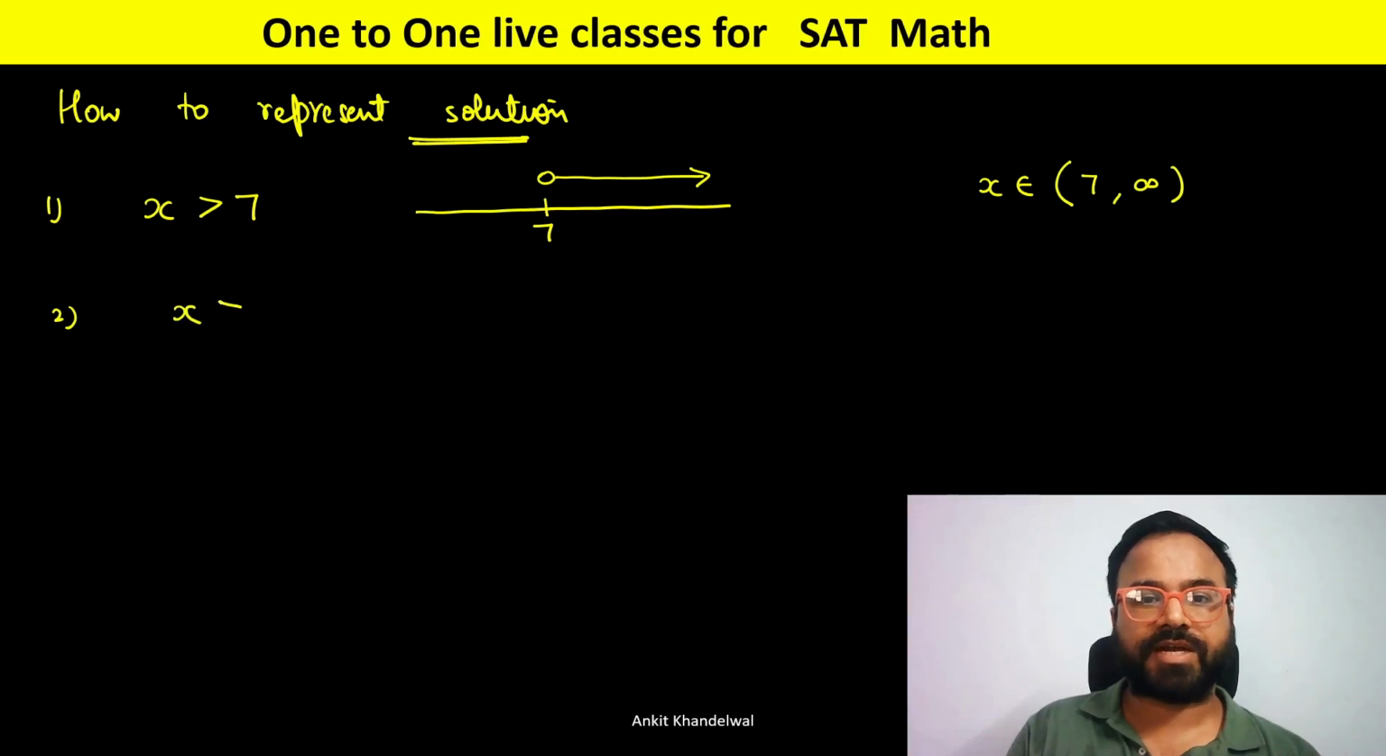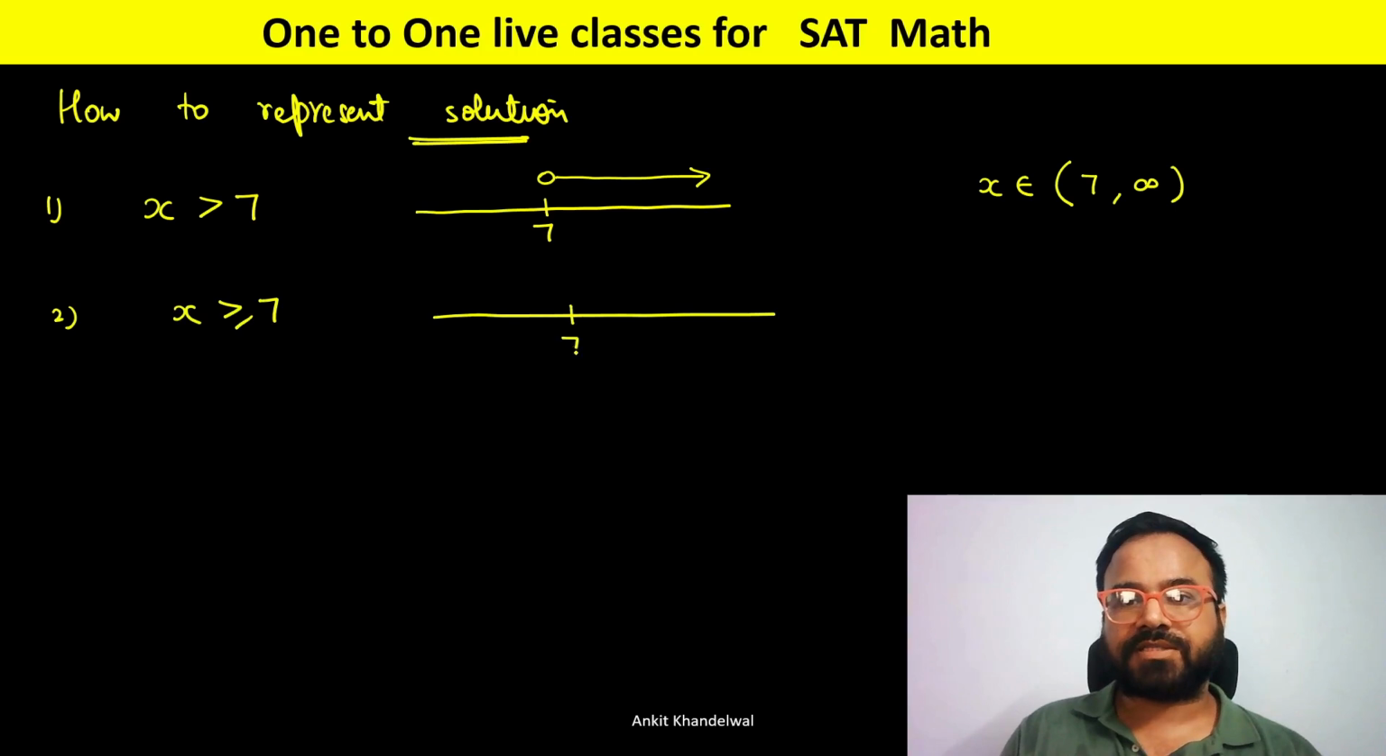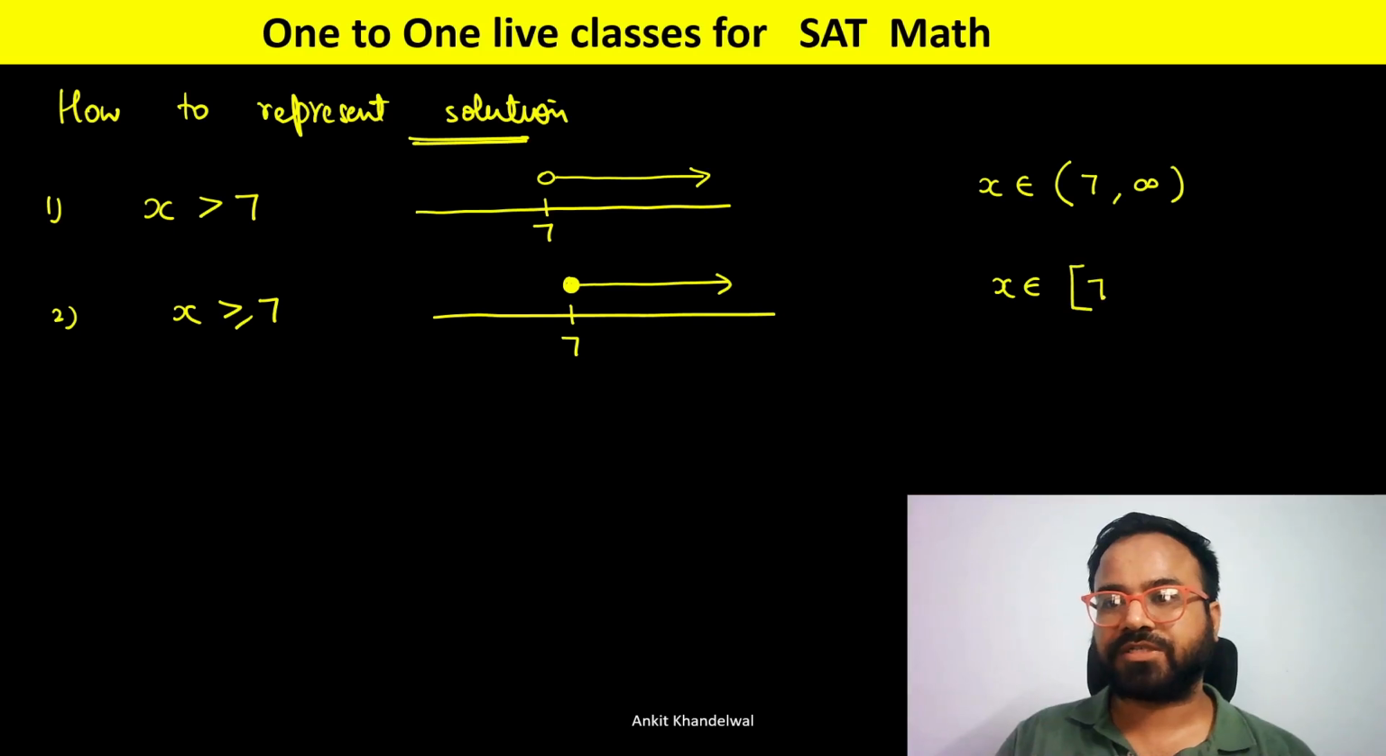But suppose you are getting x is greater than or equal to 7. In this case, on the 7 we will draw a circle, but that will be a completely filled circle. This filled circle indicates that 7 is part of the solution, and to represent 7 as part of the solution we use the square bracket, 7 comma infinity. On the infinity there will always be an open bracket. So that is how you can represent on the number line as well as in interval notation.